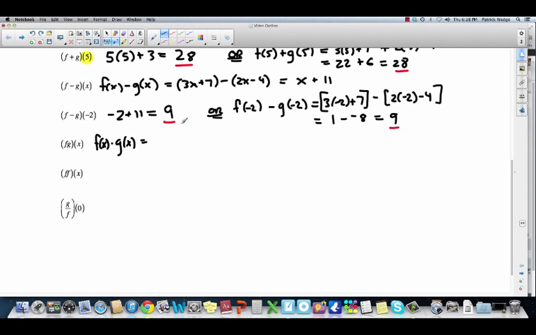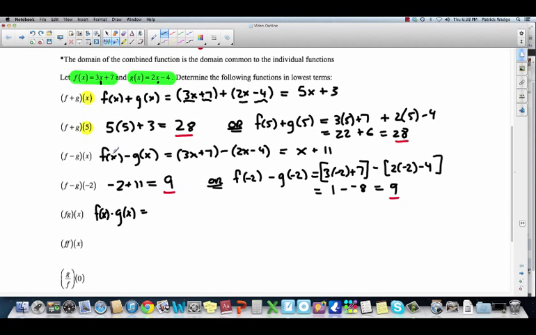So let's do that. What's f of x? F of x is up in green up there. It's 3x plus 7. And we're going to multiply that by g of x, which is 2x minus 4. That looks familiar. Multiplying binomials, mountains and valleys. So 3x times 2x is 6x squared.